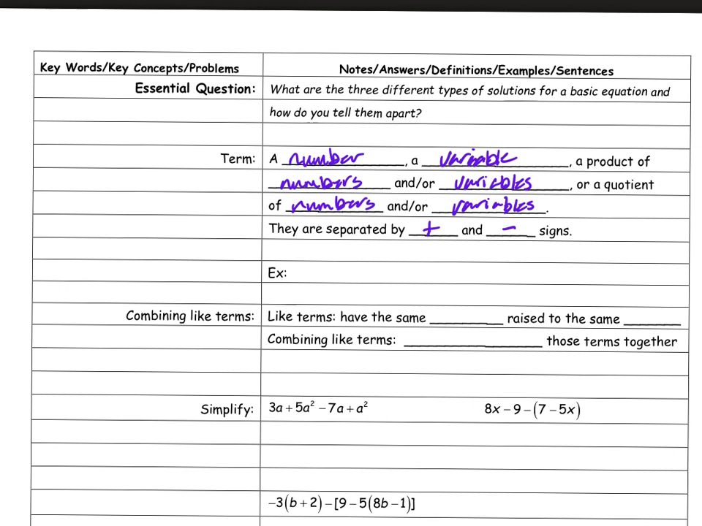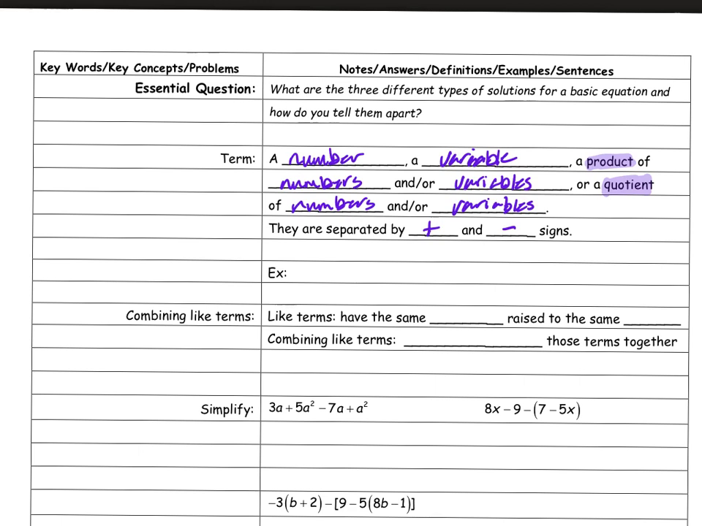So really quick, let's talk about these two words. Product means what? Multiplication, good. And quotient means division, good. So I just want to review, make sure you know that. So it's a number or a variable. So an example, I'm going to write them down as we talk about them.